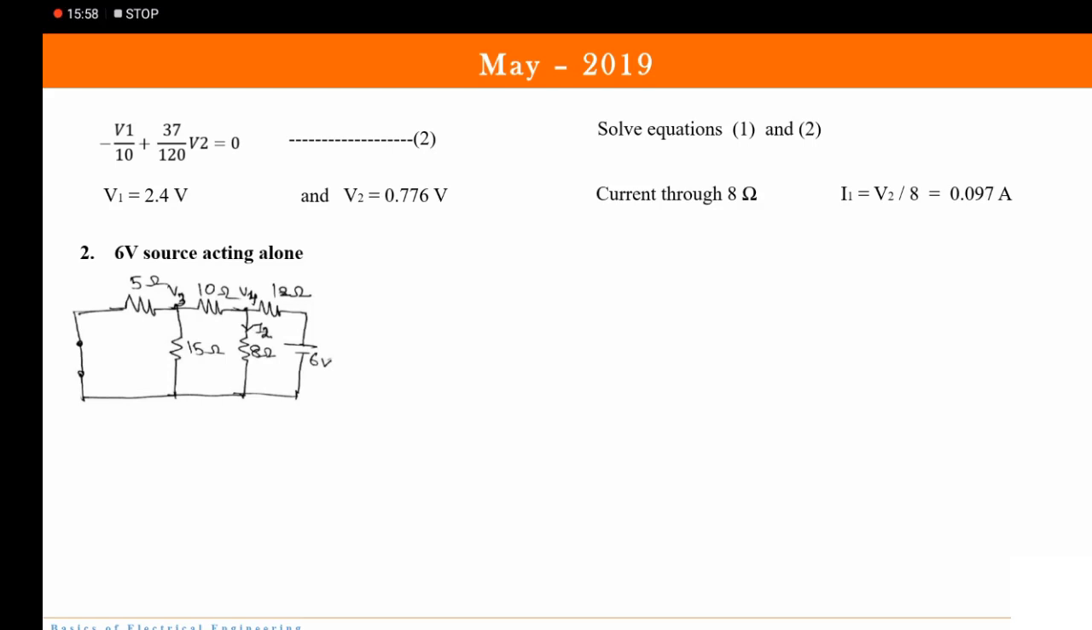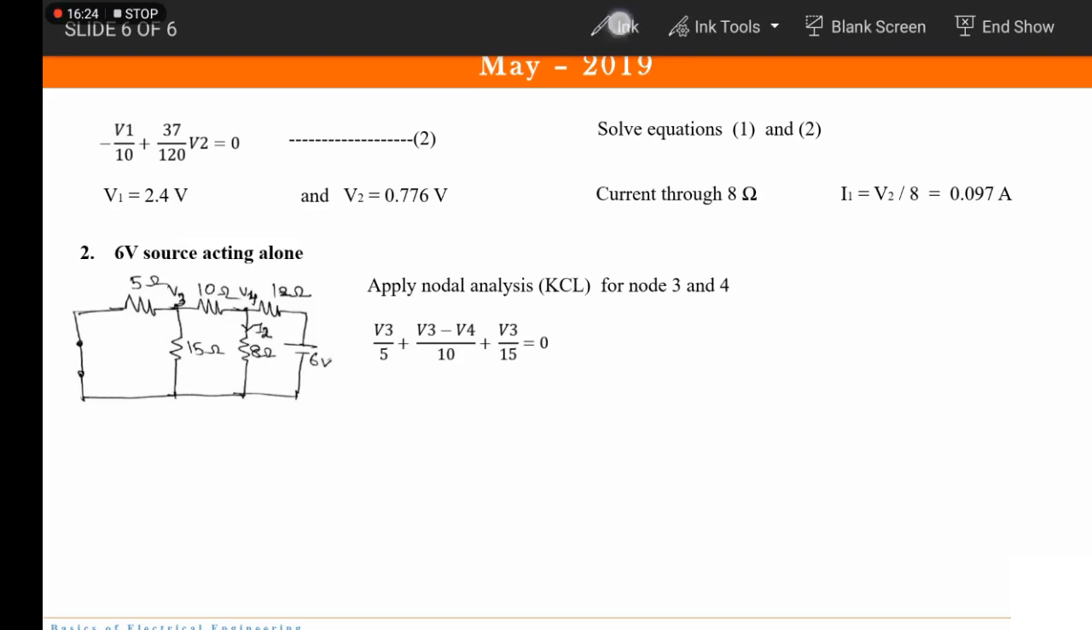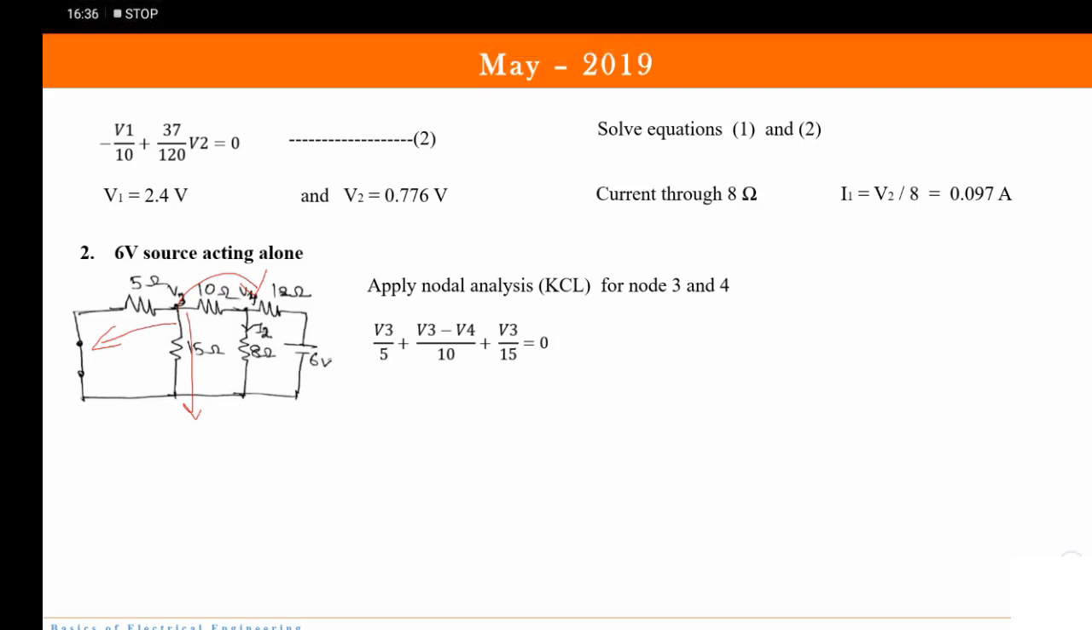Now we have short circuited the first source, which was the 4 volts voltage source. Again we have assumed the node voltages and we will write the KCL equation by applying nodal analysis. To differentiate among the various voltages, instead of 1 and 2 we have assumed the nodes to be 3 and 4. So first V3 upon 5, then (V3 minus V4) upon 10 and then V3 upon 15 is equal to 0. This is the third equation.